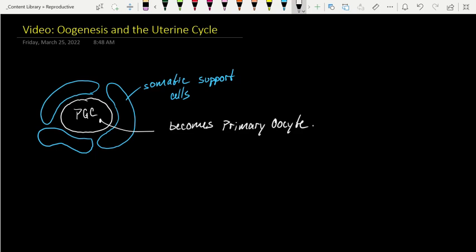And it's called a primary oocyte because it's actually entered into meiosis, and it becomes arrested in prophase of meiosis 1. And this is where we want to pick up the story, because it will not awaken from this arrest until after it's been ovulated. So, to understand ovulation and the ovarian cycles, now we have to talk about hormones.